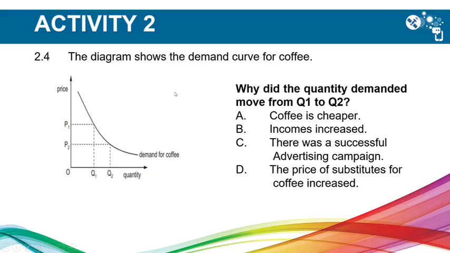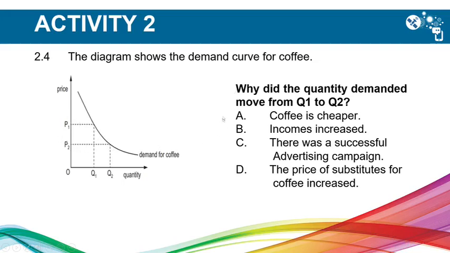Right, 2.4, once again, the diagram shows the demand curve for coffee. So let's see what has happened here. We see at price P1, Q1 is being demanded, and then at P2, Q2 is being demanded. So what we notice here is that there's been a shift along the demand curve. And once again, we said the only instance when there's a shift along the curve is when there is a change in the price, right?